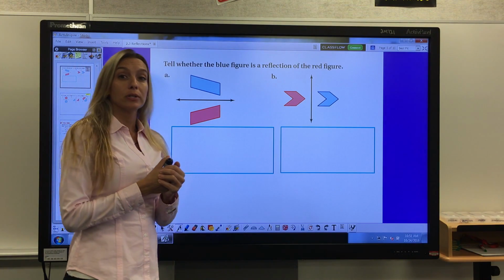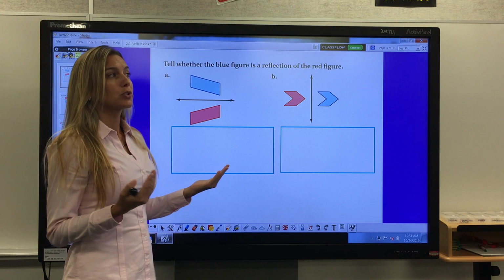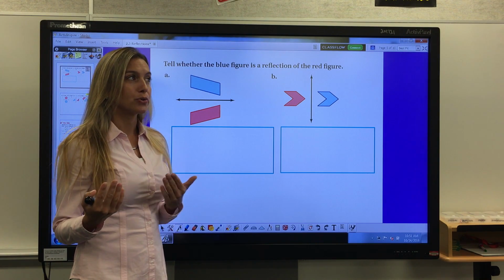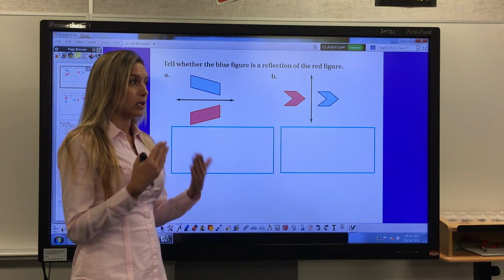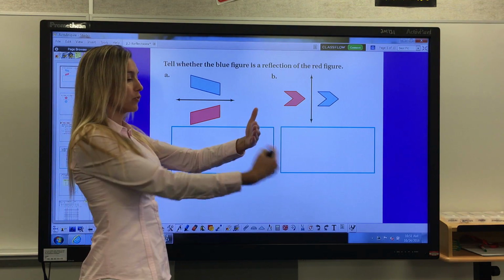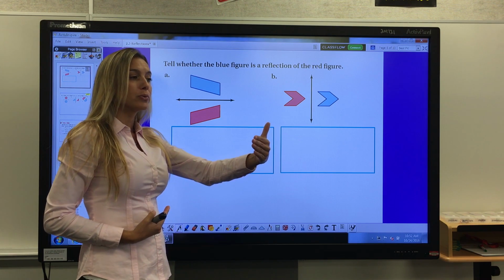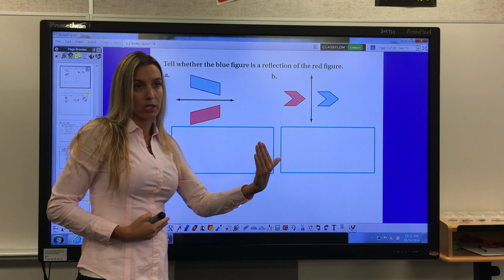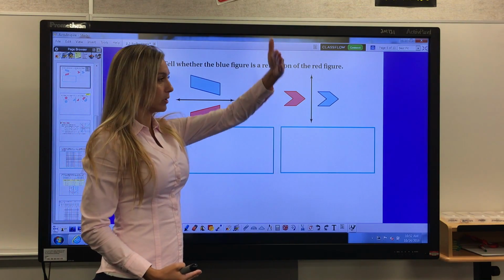What we're gonna talk about right now is reflections. Reflections mostly you are used to in the morning when you wake up, you go brush your teeth and you look at yourself in a mirror. You'll see a reflection of yourself.